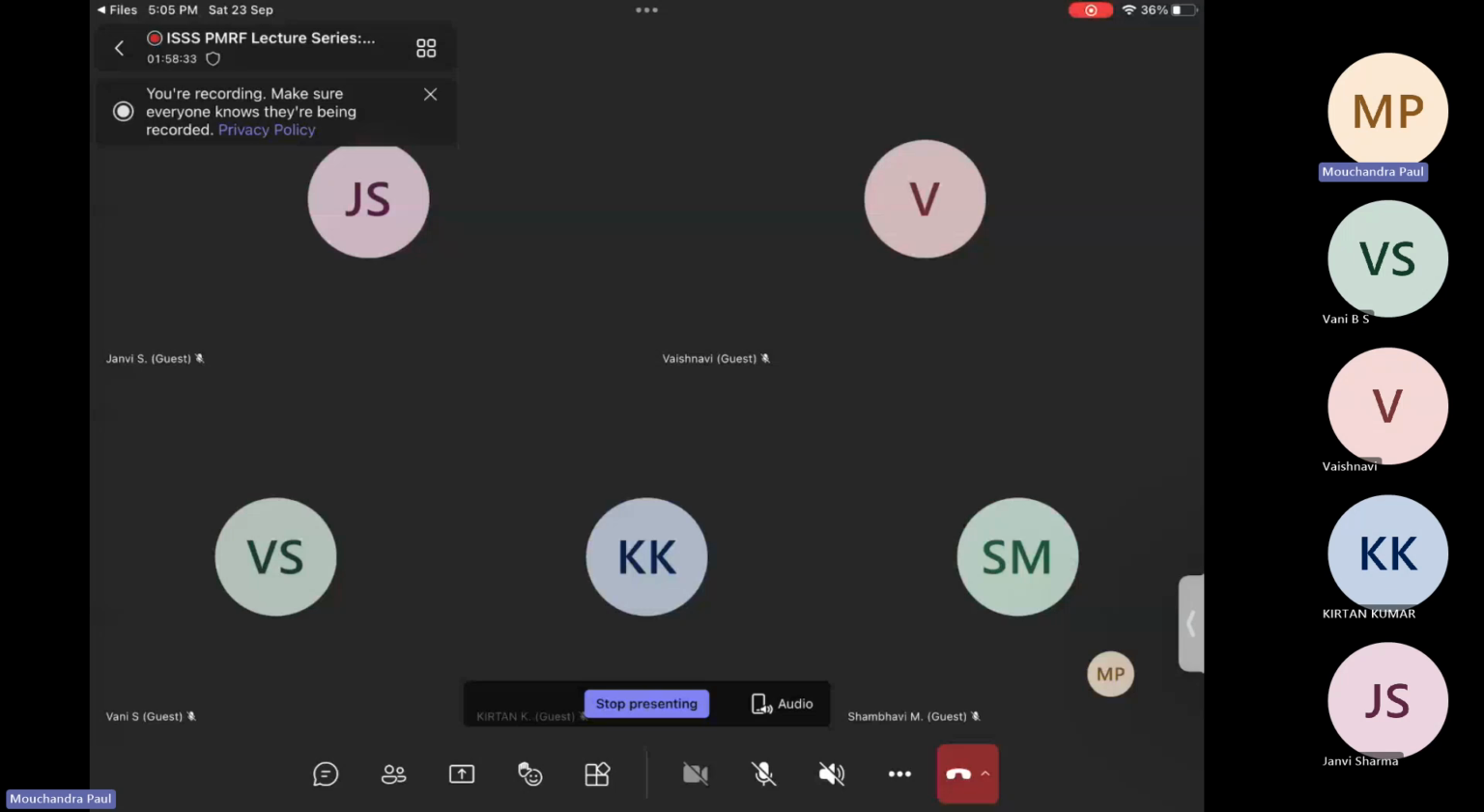Okay, so let me know who all are present today. Janvi, Vaishnavi, you guys are present, right? Present in front of the screen? Yes, ma'am. Okay. Janvi, Vaishnavi, then Vani is there. Yes. So Kirtan texted me saying his microphone is not working, but he is present. Okay, so I'm marking Kirtan as present, and Shambhavi is also present, right? Yes, ma'am. Okay. So 1, 2, 3, 4, 5. 5 of you are here.